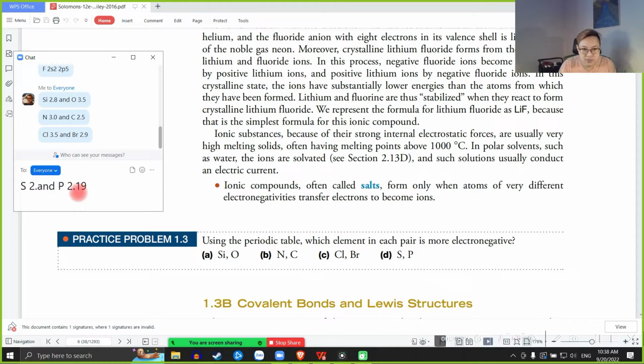So it will be almost 2.58 for S and 2.19 for P. Okay, so this is polar. Oh no, non-polar. It's polar, it's non-polar, kind of. Non-polar. Oh, and then polar. And the S is more electronegative in this case.